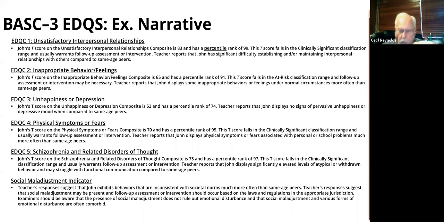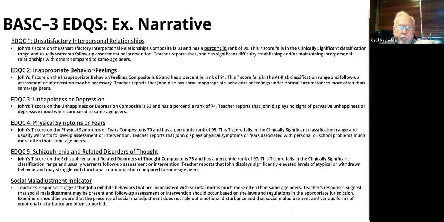And in this particular case, even though I couldn't see it on the other slide, apparently the social maladjustment indicator was present. The teacher's responses suggest that John exhibits behaviors that are inconsistent with societal norms much more than same age peers. That social maladjustment may be present. And then we note that there needs to be a follow-up assessment or intervention based upon the laws and regulations in the appropriate jurisdiction. So again, emphasizing the need for a detailed history and a detailed, comprehensive clinical interview. Next.